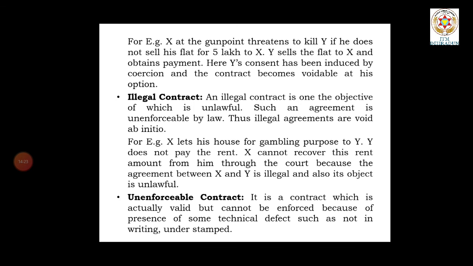Unenforceable contract, it is a contract which is actually valid but not enforced because of the presence of some technical default. Okay, might be some writing or understamped, so it is unenforceable contract, right? So these are the types of contract.